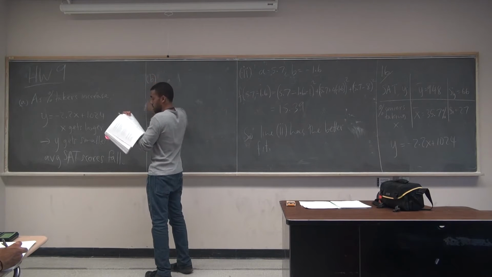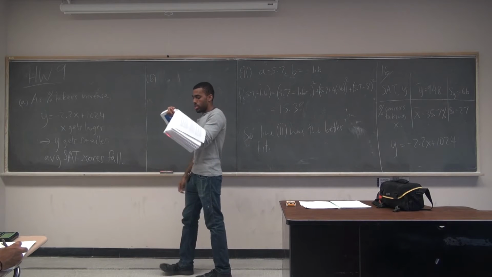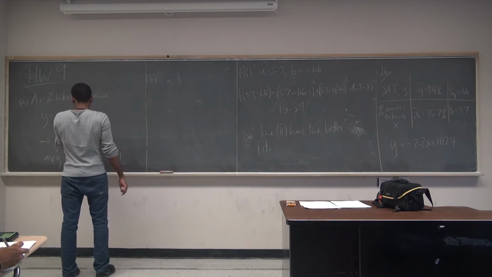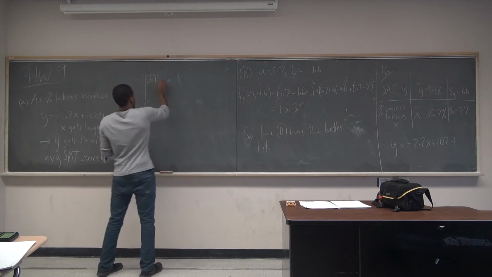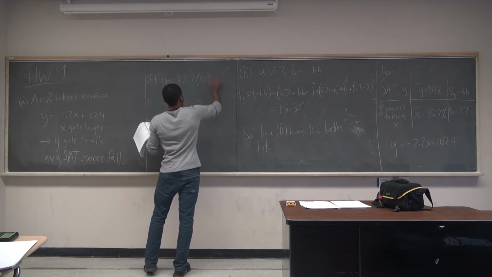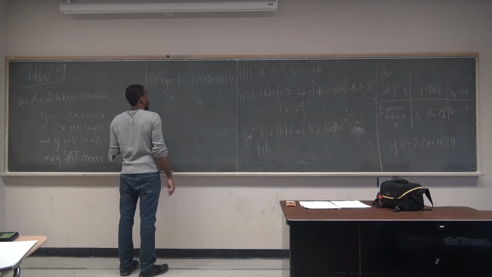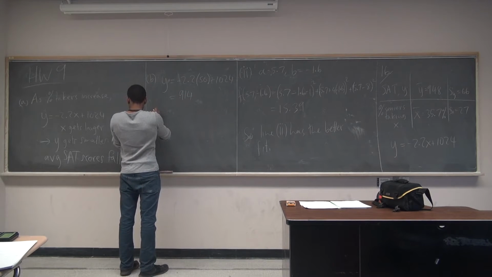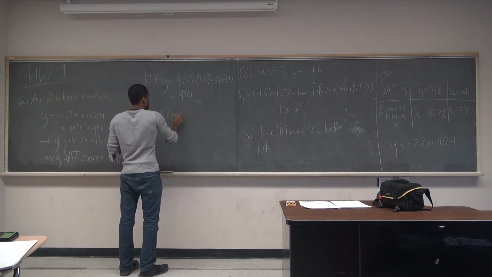E. What average SAT score would you predict if 50% of high school seniors took the exam? You just plug it in. So y would be minus 2.2 times 50 plus 1024, which is 914. So this is the expected average score.